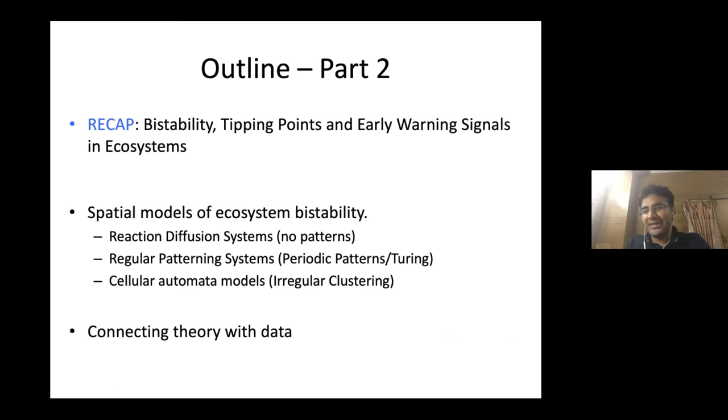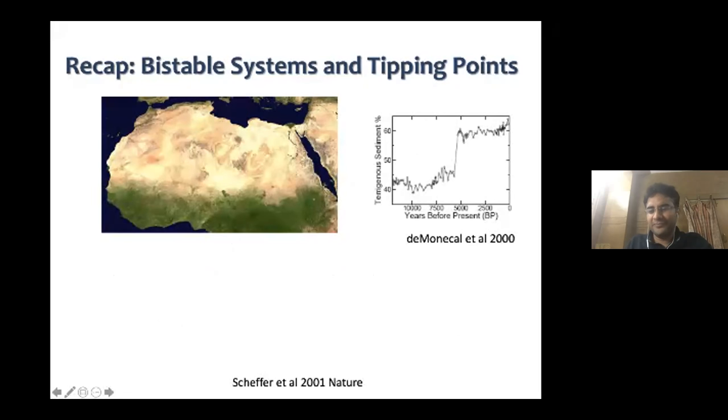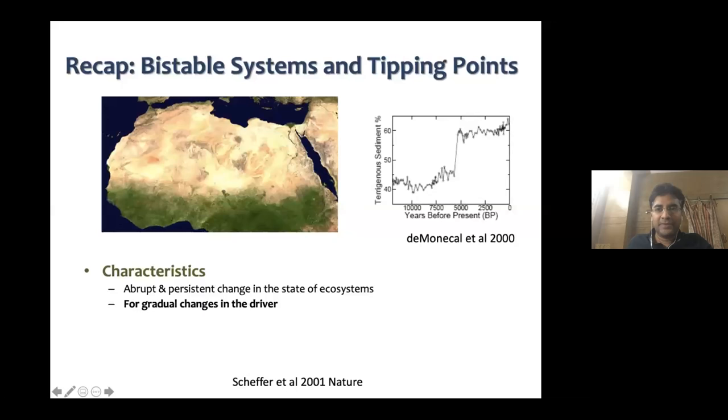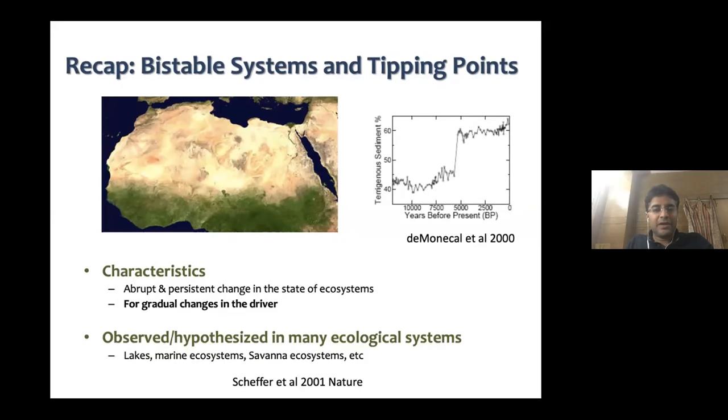So today I'll just do a brief recap. I'm going to go over this somewhat quickly before I move into this. Tipping points, right? I gave this example of large-scale continental shift. That is a classic example. This is not the only one. There are many other examples of ecosystems responding to gradual changes in the driver. Of course, this has been observed in many, many systems. And to my own list, Simon added a whole bunch of other systems yesterday in his talk.